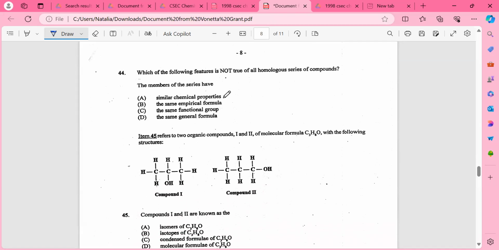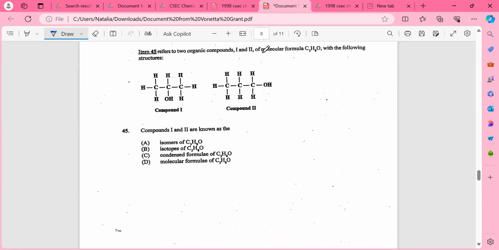Which of the following features is not true of all homologous series of a compound? The members of the series have similar chemical properties. That is true. The same empirical formula. That is not true. Same functional group, same general formula. Those are true. So which is not true is going to be B.